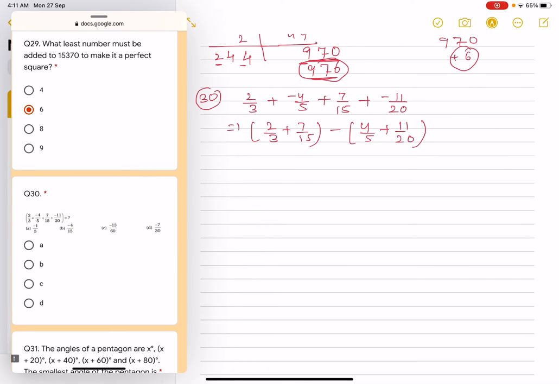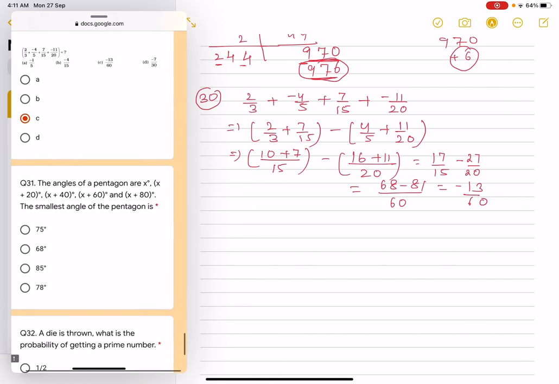we are getting 15. It is 15 here, 3 fives, so 10 plus 7 here, minus 20, so 5 fours, that is 16, and 11. So we have 17 by 15 and 27 by 20. That is, if we take the LCM here, 15 fours, that is 17 fours, and 23 threes, so 81, it is minus 13 by 60, that is C option will be correct.